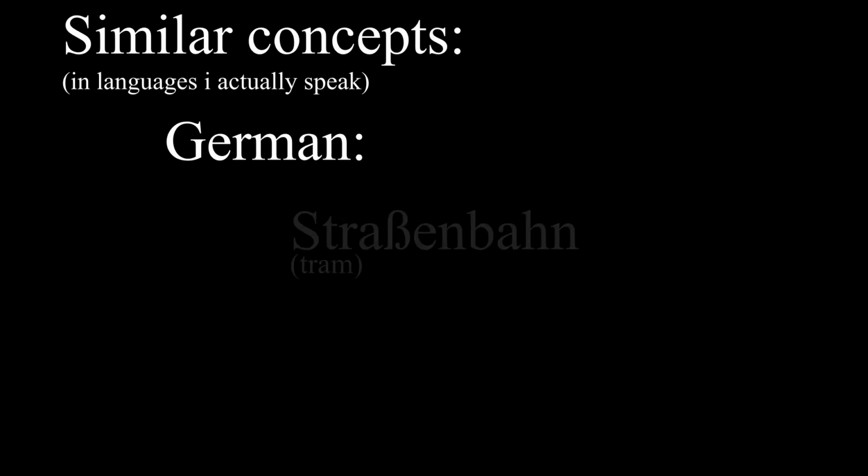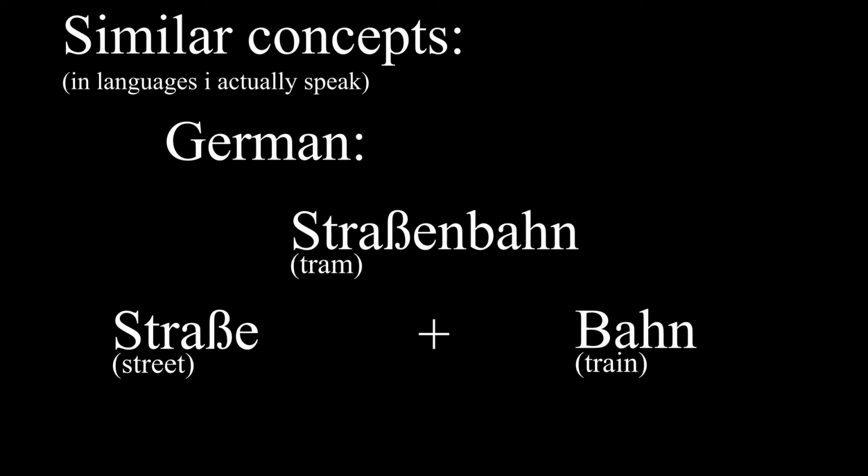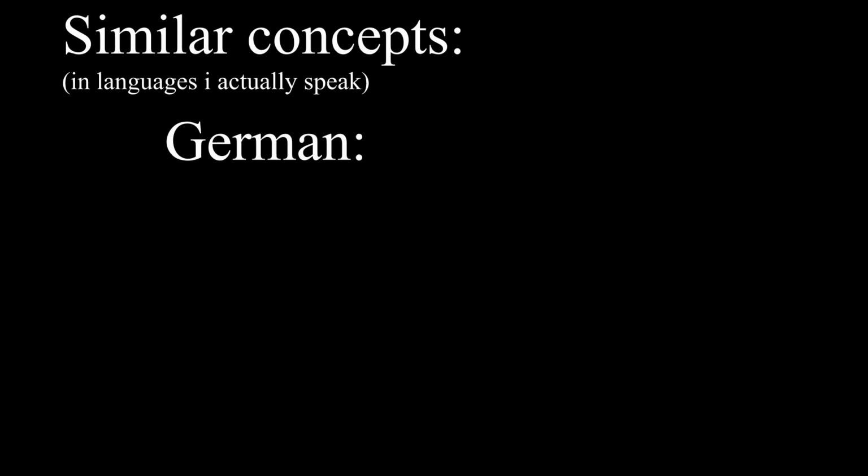A German example for this is Straßenbahn, which is the word for tram, which connects out of the word Straße for street and Bahn for train. So it's a street train, a tram. That's an actual German word that is just normally used in the language. You'll find it in every German dictionary, etc. It's just an established phrase.